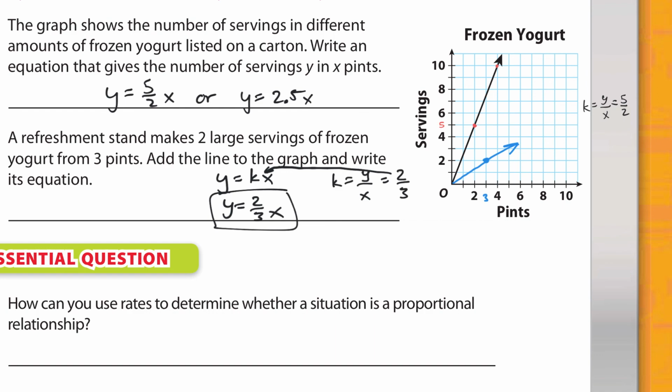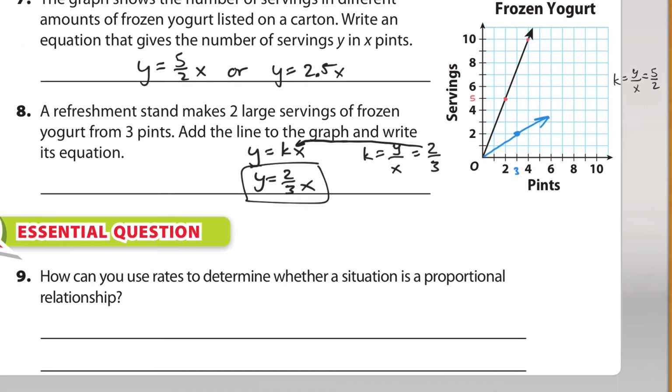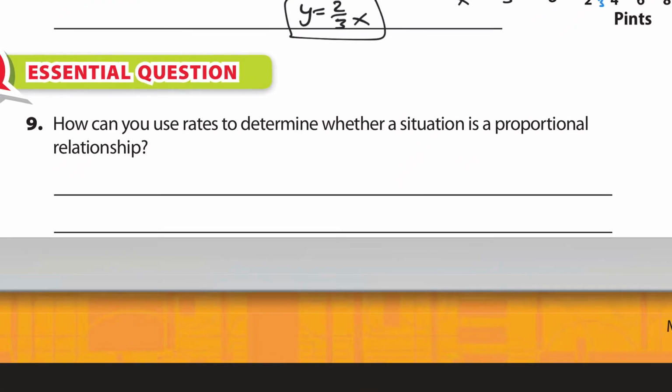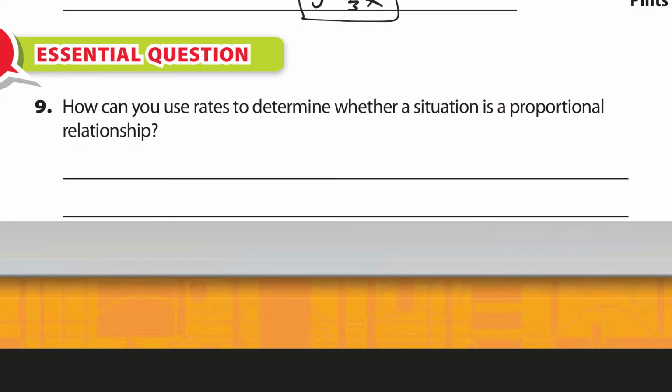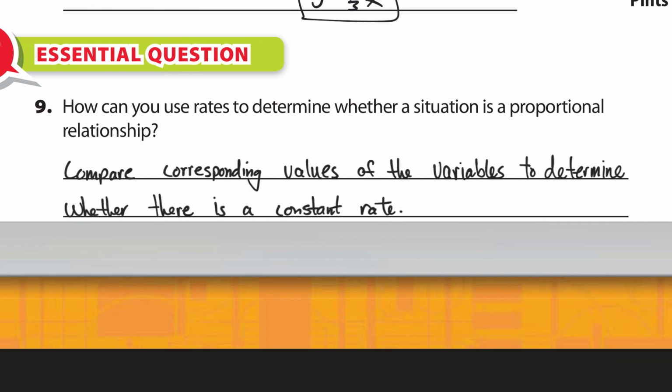Okay, so finally, how can you use rates to determine whether a situation is a proportional relationship? Well, here's that final answer. Compare corresponding values of the variables to determine whether there is a constant rate. And that's what we've looked at over and over again. The constant rate of change is that k, that constant of proportionality.